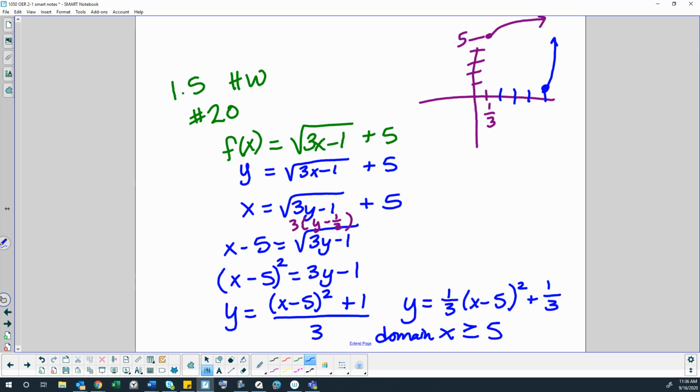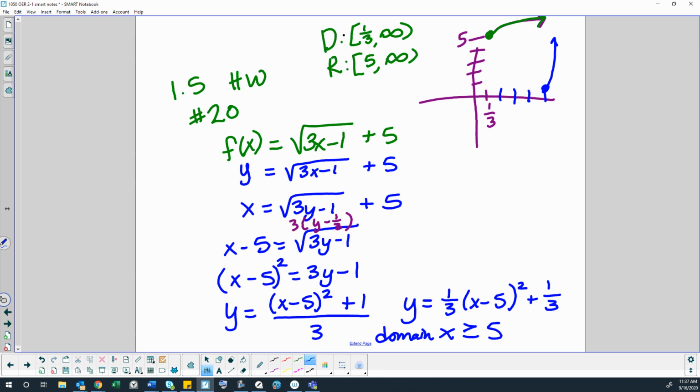Okay, let's talk domains and ranges. So for our original function, which I guess I drew in green, so maybe it would make more sense to have that green. Our domain starts at 1/3 and goes to infinity. Our range starts at 5 and goes to infinity. Does that make sense? So domain is from 1/3 to infinity, and the range is from 5 to infinity.